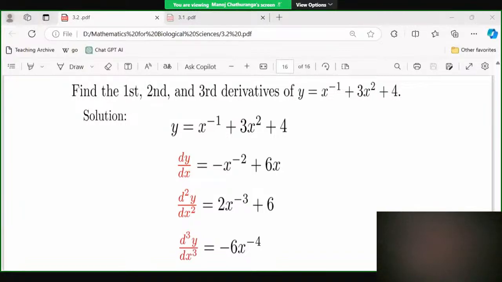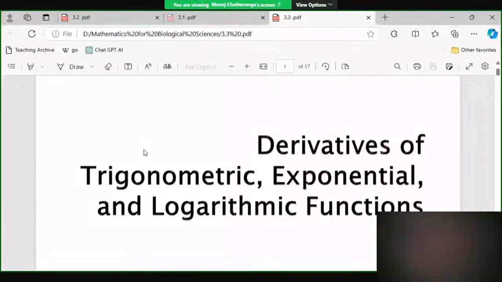Our next topic is a little bit different, and it takes some time. It is about differentiating trigonometric functions, exponential functions, and logarithmic functions.